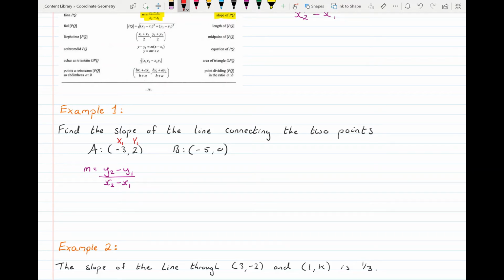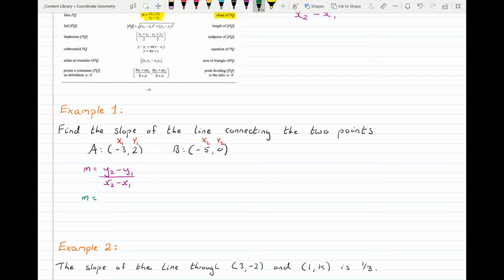X comes first, then y. Each point has an x and a y coordinate. The second point is going to be x2, y2. This is the second point. We've already used x1 and y1. Then we replace the letters in the formula with those that we have just found in the points.